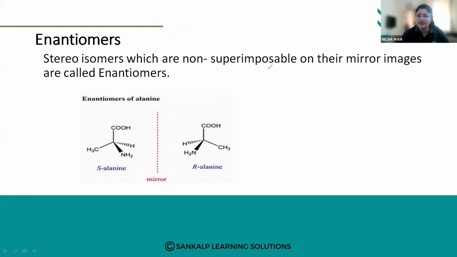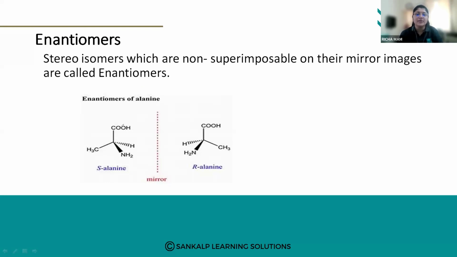Now what do you mean by enantiomers? Now we know what a stereocenter is, the carbon having four different groups. The stereoisomers which are non-superimposable on their mirror images are called enantiomers.